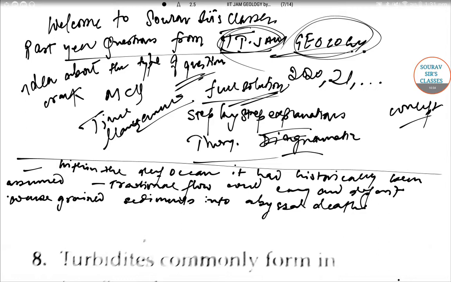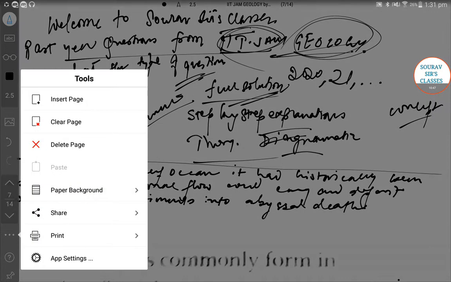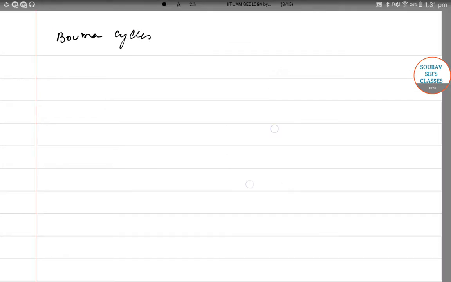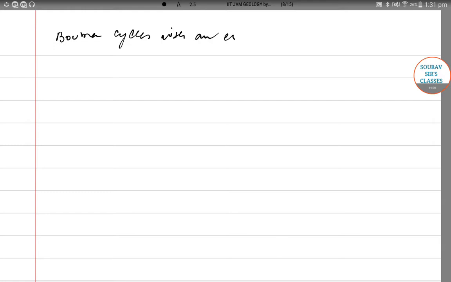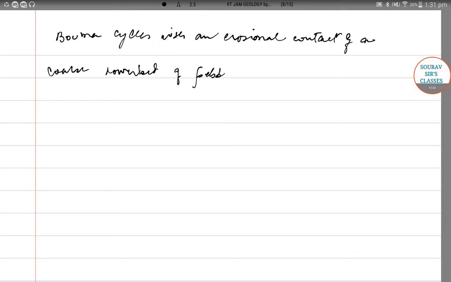Okay. Now, what is the Bouma about? What is the meaning? Bouma cycles begin with an erosional contact of a coarse lower bed of pebble to granular conglomerate in a sandy matrix. It is also to be noted over here, the concept of that.